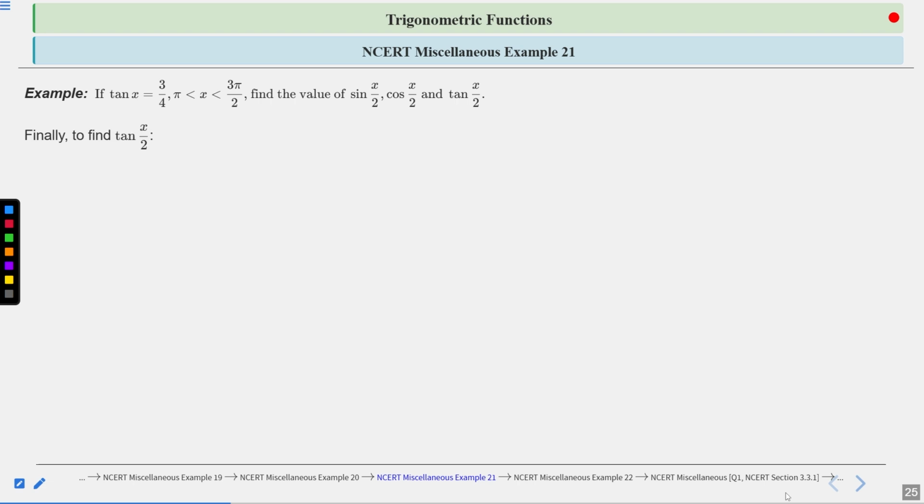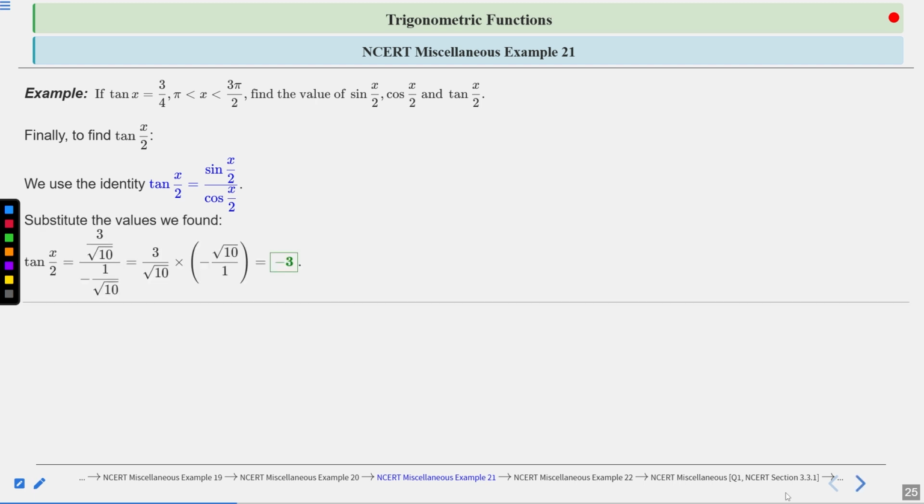Now, finally, to find the value of tan x/2, we use the identity tan x/2 is equal to sin x/2 upon cos x/2, okay? Substitute the values we found. Tan x/2 is equal to 3 upon root 10 divided by minus 1 upon root 10, right? Which is equal to 3 upon root 10 into minus root 10 upon 1, which is equal to minus 3. Hence, the value of tan x/2 is basically minus 3, okay? Okay, hope it's clear to all.